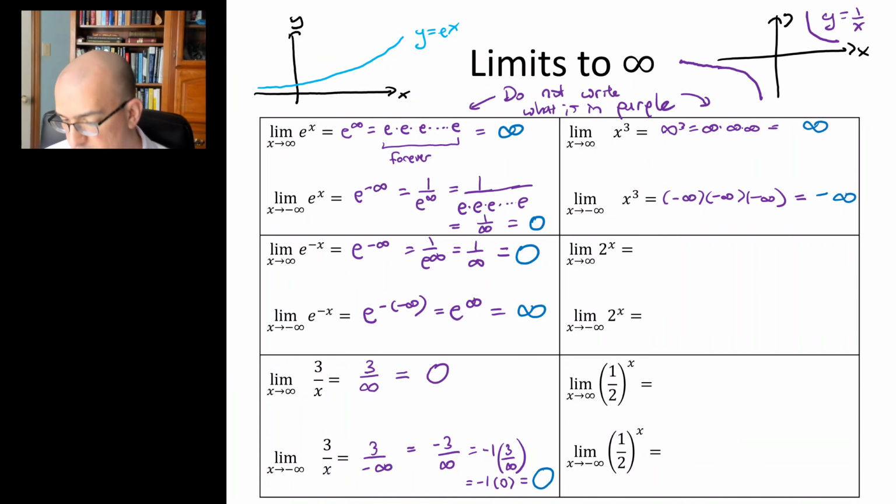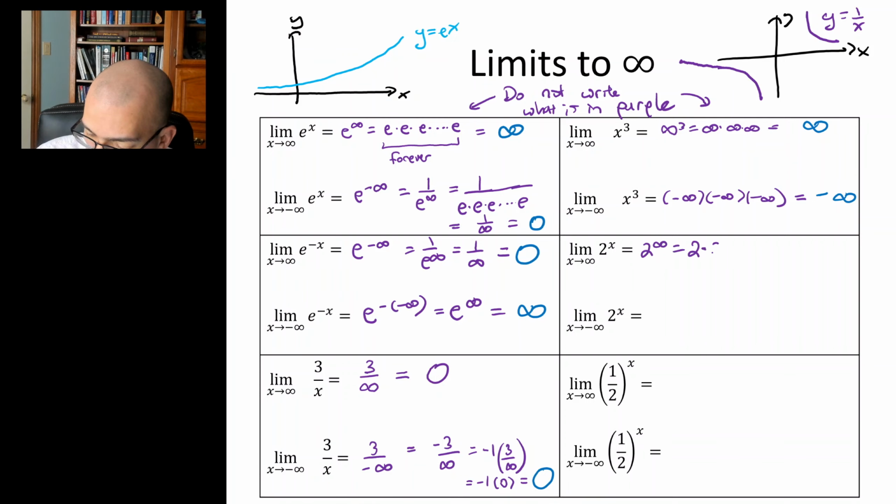And then we can do the exponential functions, 2 to the infinity, which is 2 times 2 times 2 dot dot dot forever. Keep multiplying, keep doubling it, right? Keep multiplying by 2 forever. It's infinity.